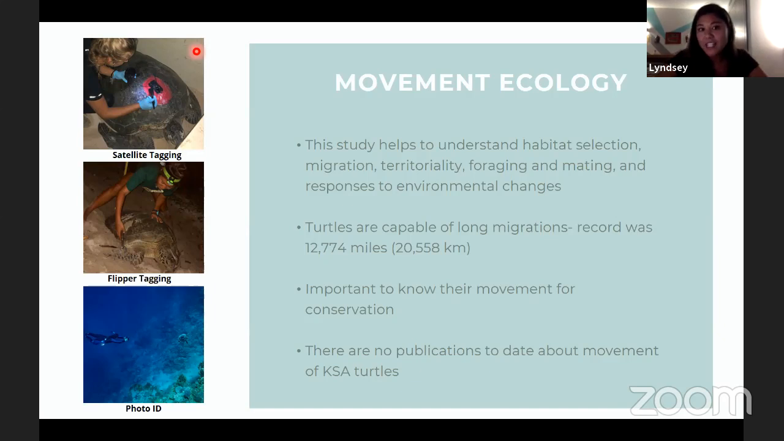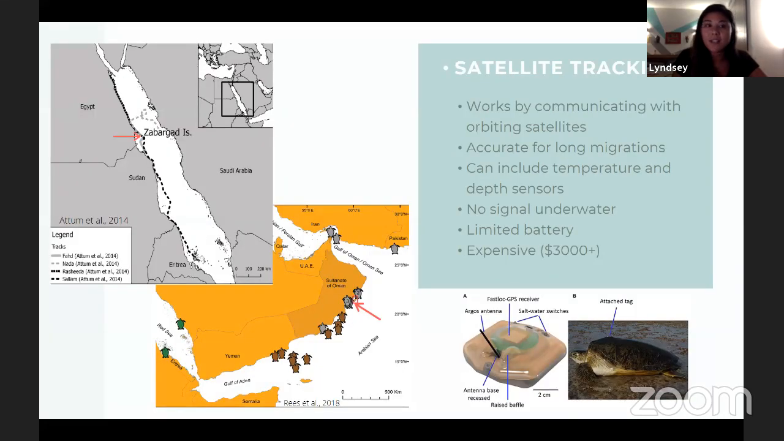Unfortunately, to date, there have been no publications on the movement of turtles from Saudi Arabia, although there have been some from Egypt and Oman. In this first map, you can see that turtles were tagged on Zabargad Island in Egypt, and there were 4 turtles tagged. They basically went in all different directions. One went all the way north, one went south into Eritrea, and one actually crossed the Red Sea over near Ras Baridi in Saudi Arabia. So these are pretty international animals. They're travelers.